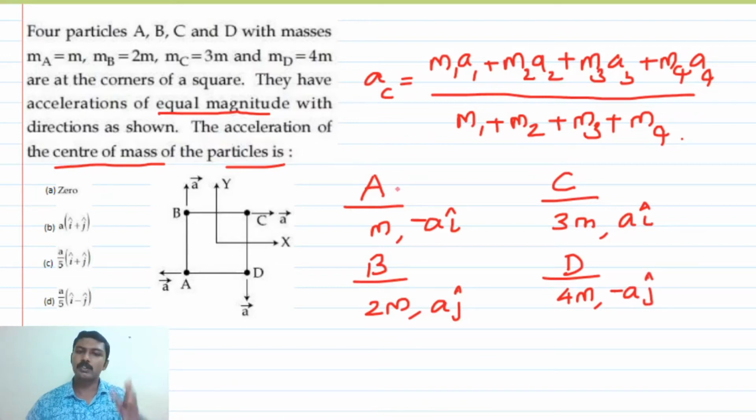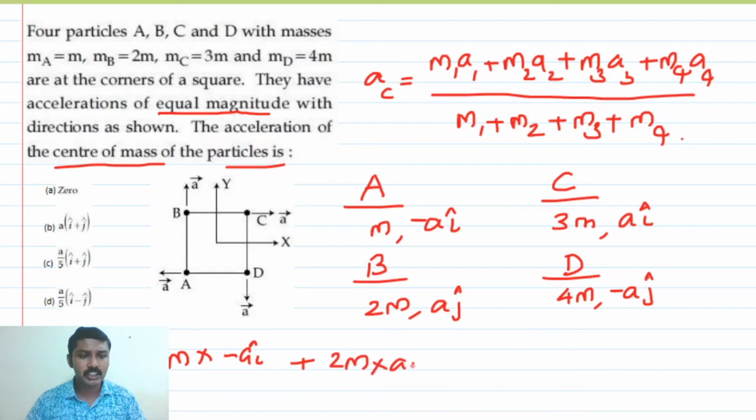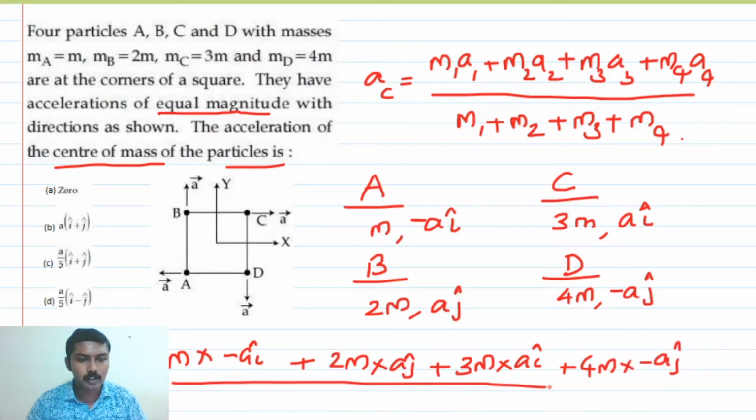So you just have to substitute into the center of mass equation. How will you find it? You just have to substitute each mass with its corresponding acceleration. The first mass is m with acceleration minus a i cap, plus the second mass 2m with acceleration a j cap, plus the third mass 3m with acceleration a i cap, plus the fourth mass 4m with acceleration minus a j cap, divided by the total mass, which is m plus 2m plus 3m plus 4m.